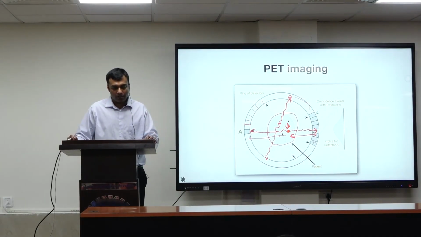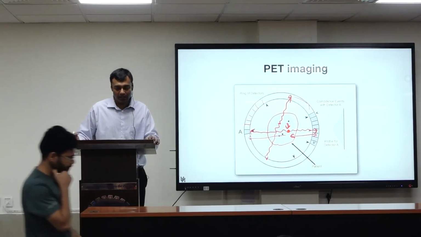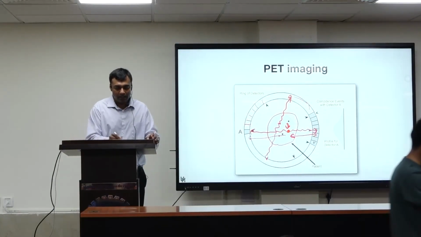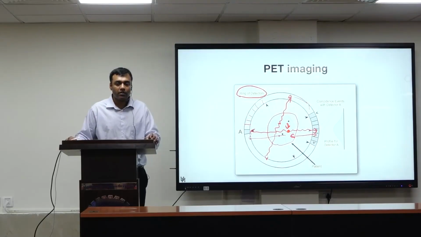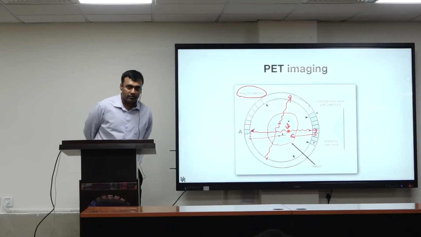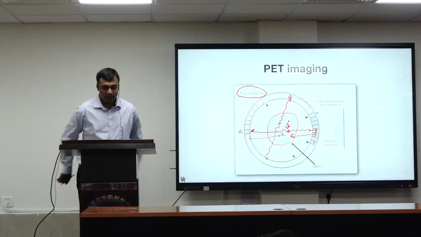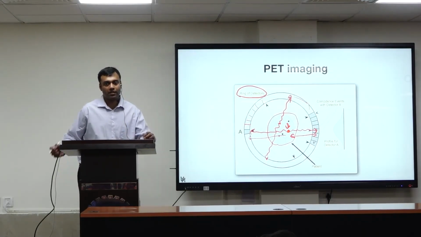Yes. We can have an array of detectors, and in fact they have to be stationary. We don't want them to be moving around. We just keep them straight. It's a ring of detectors, and you are in between. It will be from the organ which you are imaging.